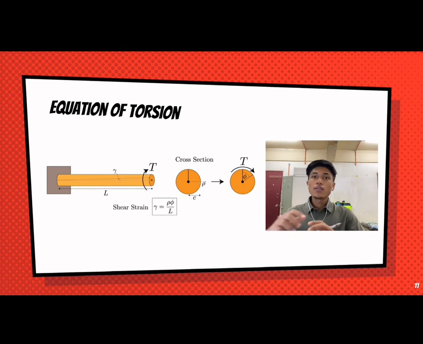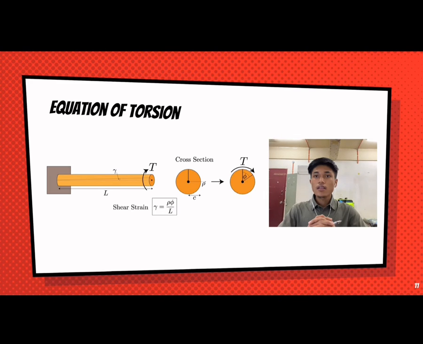Next I will cover the equation of torsion. The equation of torsion is angle of torsion equal to radius times theta over length. As you can see in the picture, we have the angle of torsion, and we are also given the radius, the theta and the length, so we can calculate it to get the torque.